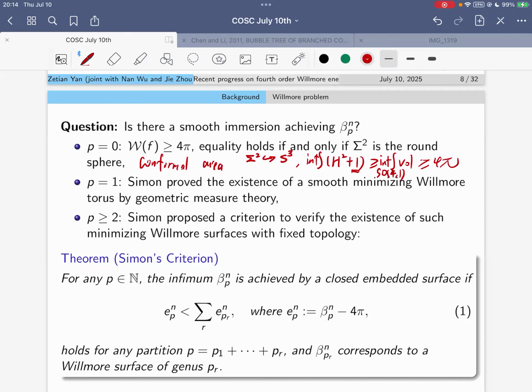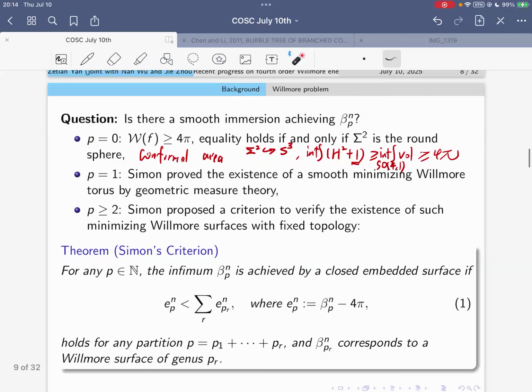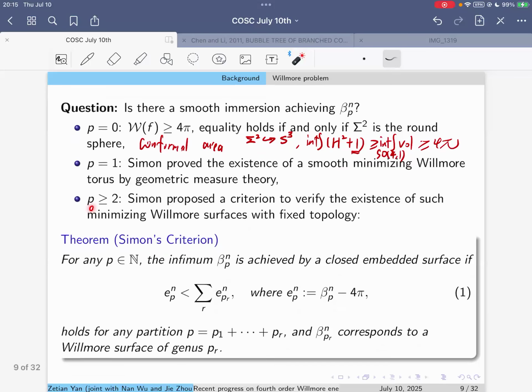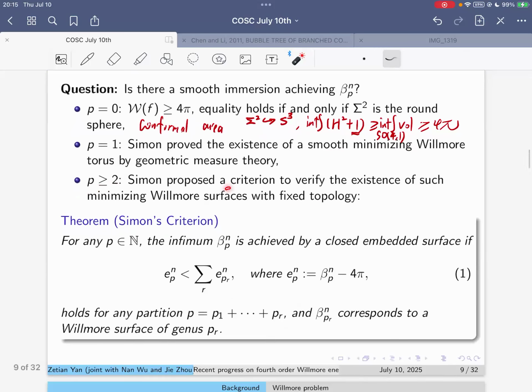Later I will introduce the analog of this conformal area. When p is equal to 1, topologically it's a torus, and Li-Simon used geometric measure theory to prove the existence of a smooth minimizing Willmore torus. When p is bigger than or equal to 2, Li-Simon proposed a criterion.